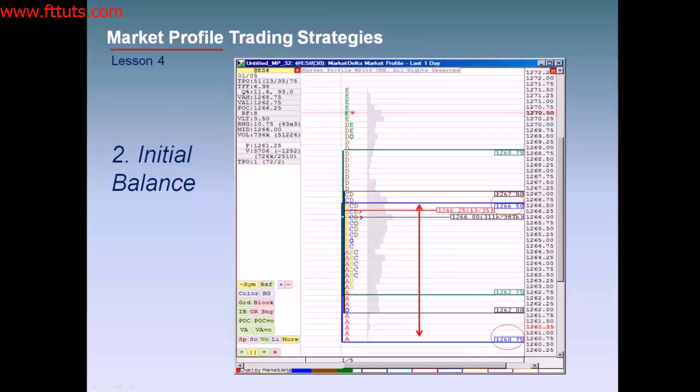So if you noticed, typically I will always have green lines for my value area, and for the initial balance I will always use a blue line, as you see here. And now, if I were to ask you what are the parameters for the initial balance, it should be a very easy question for you to answer. The lower limit of the initial balance is 1260.75, and the upper limit is 1266.50. So now we've identified our value area and the limits for it, and we've also identified the initial balance and the limits for it.